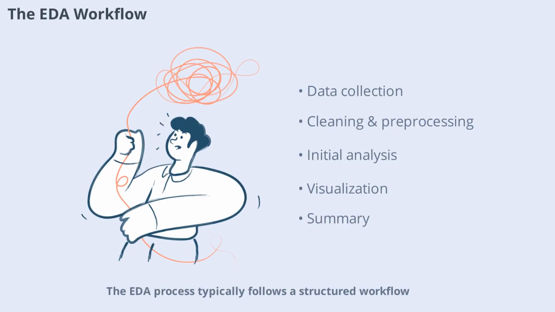The EDA process typically follows a structured workflow. It starts with data collection, followed by cleaning and preprocessing. Next, you perform initial analyses to understand distributions, relationships, and potential issues. Visualization plays a key role throughout, helping you see patterns and anomalies that might be missed in raw numbers. Finally, you summarize your findings and prepare the data for modeling or further analysis. Each step builds on the last, ensuring a thorough understanding of your dataset.